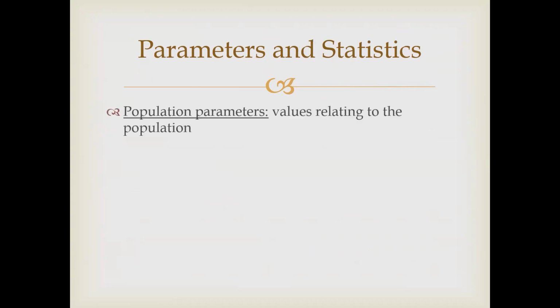Again, we are trying to understand a few words which are related to sampling. Two important words are parameters and statistics. Parameters and statistics. Population parameters. The full name is population parameter. These are the values relating to the population.